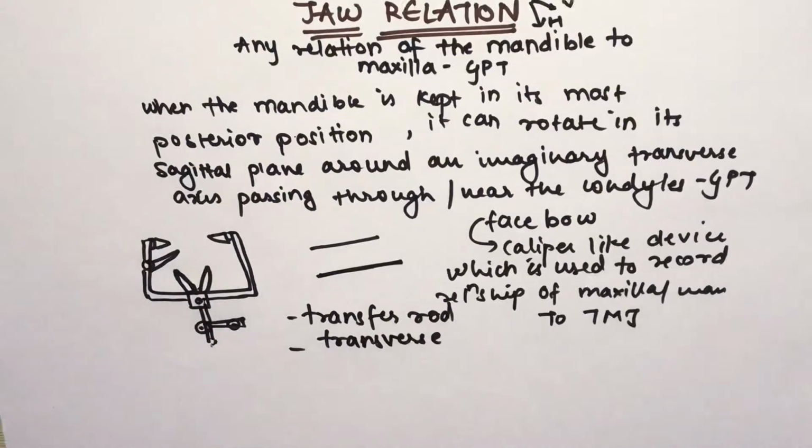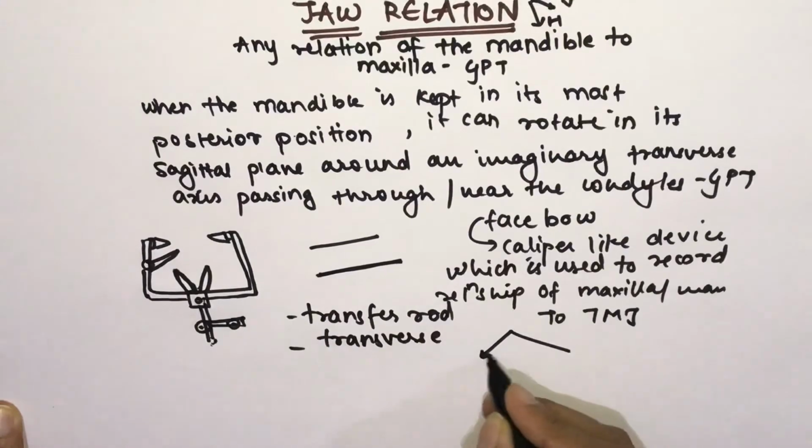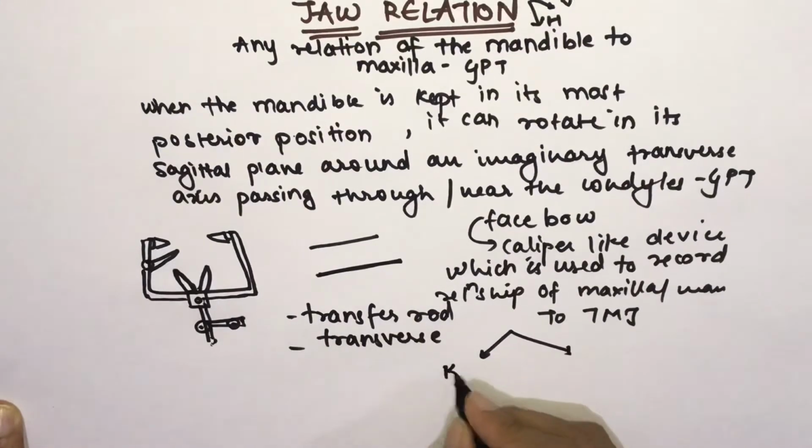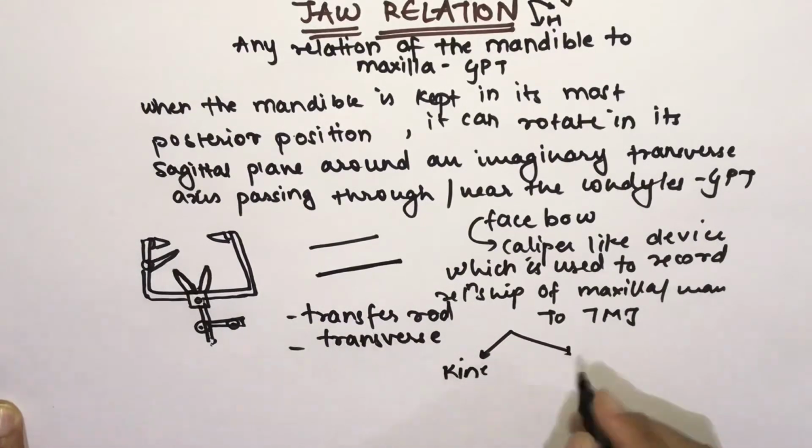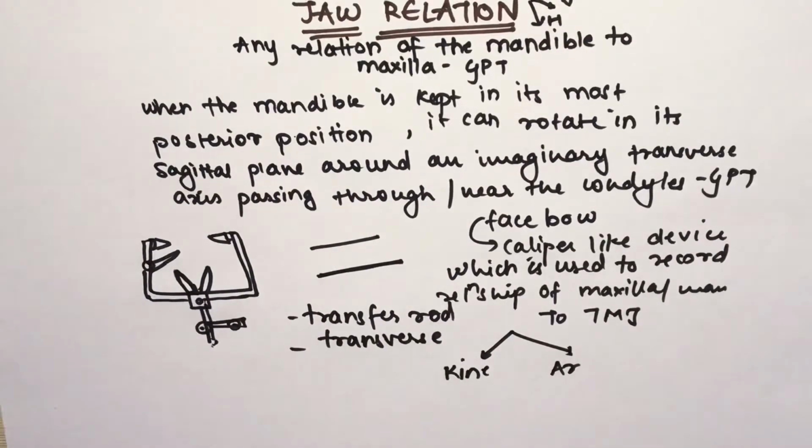Now there are various types of face bow. Face bows are classified into two types. One is kinematic and the next one is arbitrary. As we have seen with the condylar rod, the face bows which have a condylar rod and record the true hinge axis are known as kinematic, and the arbitrary ones do not record the true hinge axis. So these are the arbitrary ones.